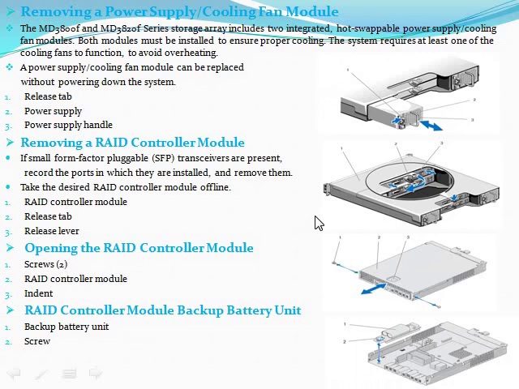Now, here I mentioned how to open the RAID controller module and how to remove the battery backup. There are two screws in the RAID controller module. You have to remove those. Then there is an indent in it. We press it, and after that we can remove the top plate of the RAID controller. Here we get the battery backup unit, and one screw is there. If you release that, then we can get the battery backup unit.